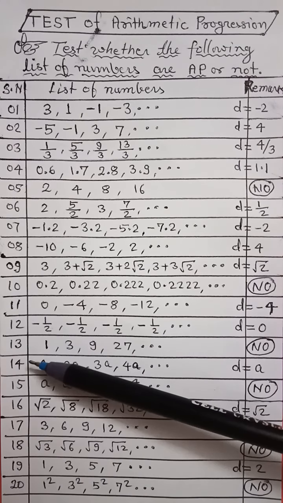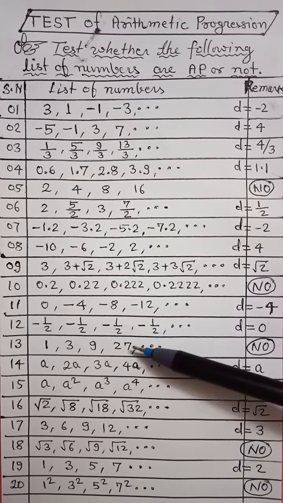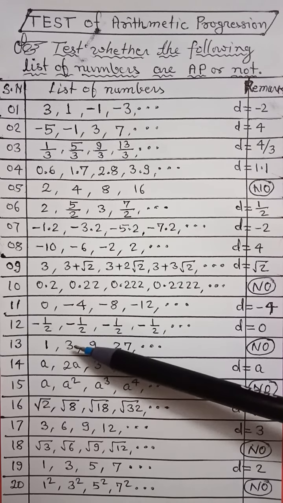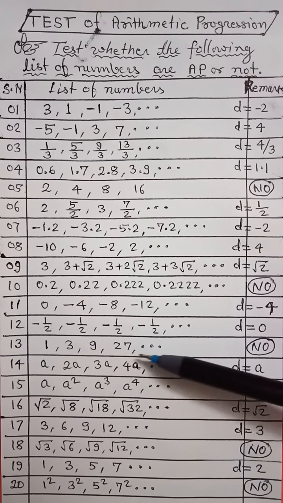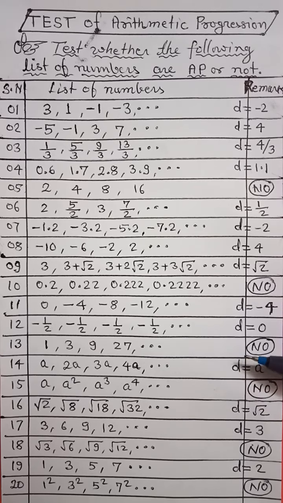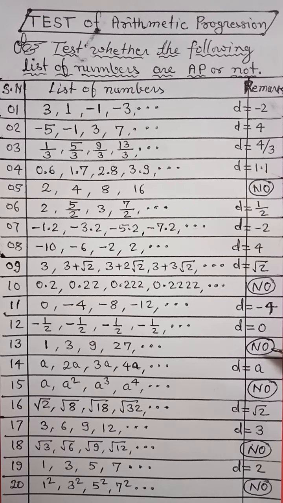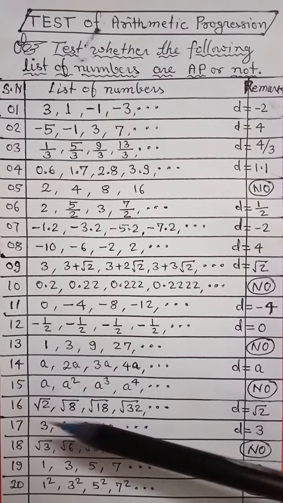Now let us look at example number 13. Here 1, 3, 9, 27, and so on. 3 minus 1 is 2. 9 minus 3 is not 2, rather it is 6. And therefore it has no such common difference, and therefore this is an example of a sequence which is not an arithmetic progression.